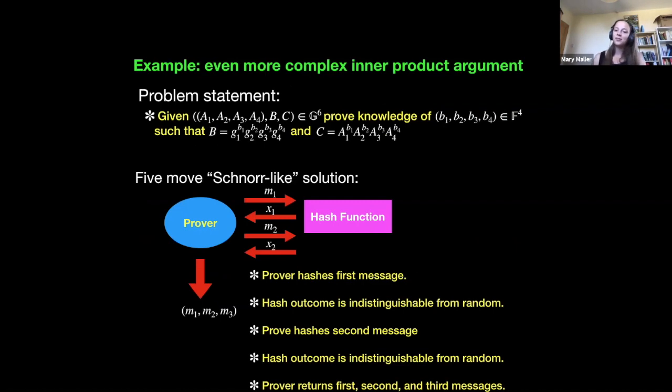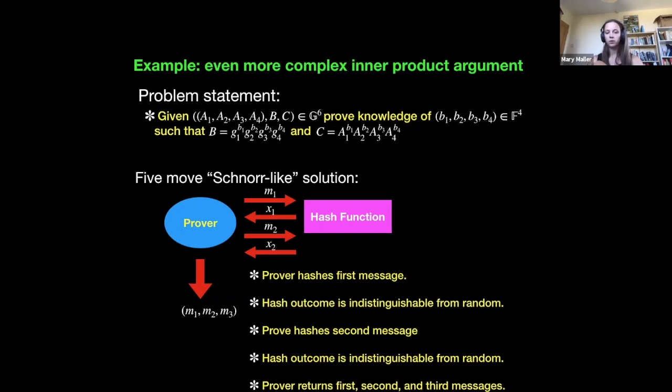Okay, back to the technical stuff. Before I was talking about a multi-exponentiation argument that was two-dimensional. Now we're going to move to the four-dimensional case. So this time, rather than A1, A2, we have A1, A2, A3, A4. And we're trying to prove knowledge of B1, B2, B3, B4, such that B is equal to G1 to the B1, G2 to the B2, G3 to the B3, G4 to the B4, where G1, G2, G3, G4 are all independent generators. And C is equal to A1 to the B1, A2 to the B2, A3 to the B3, A4 to the B4.